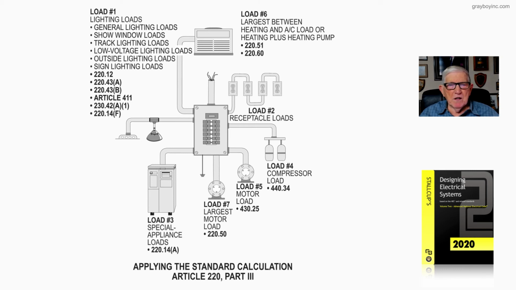And then we would pick up the load 3, and that's your special appliance loads, as you see there. And those are direct circuit loads, special appliances. It could be air conditioners, it could be heating units, it could be anything. And then we would pick up load 4, which is your compressor loads. Now, we take all the compressor loads that are compressor type loads and put them in a column. And then they're addressed in 440.34.